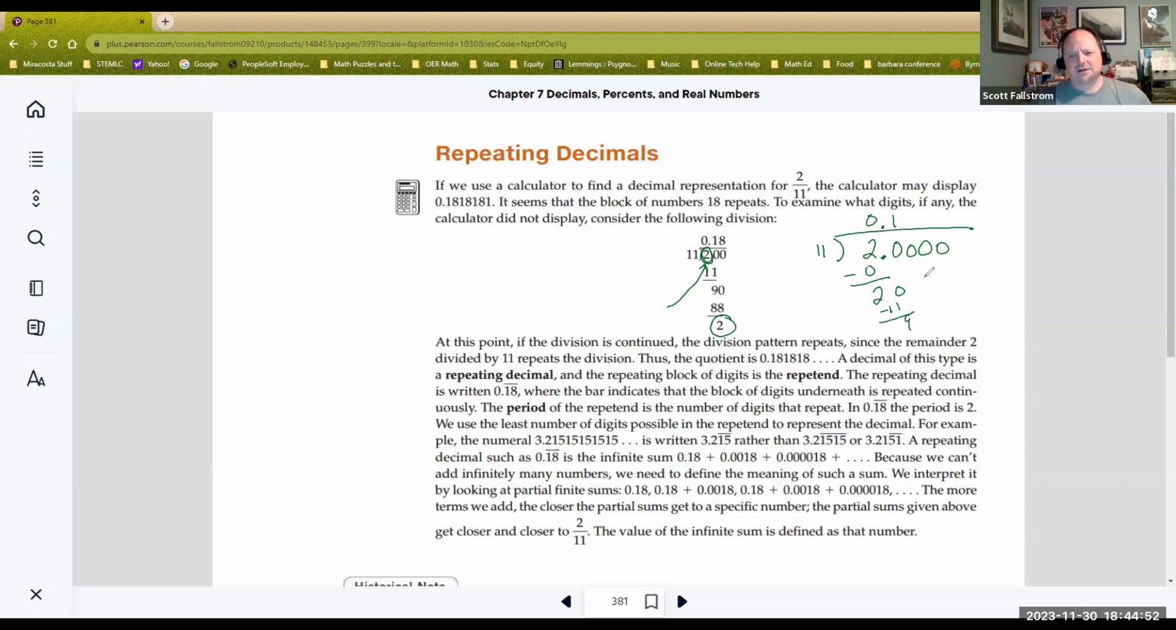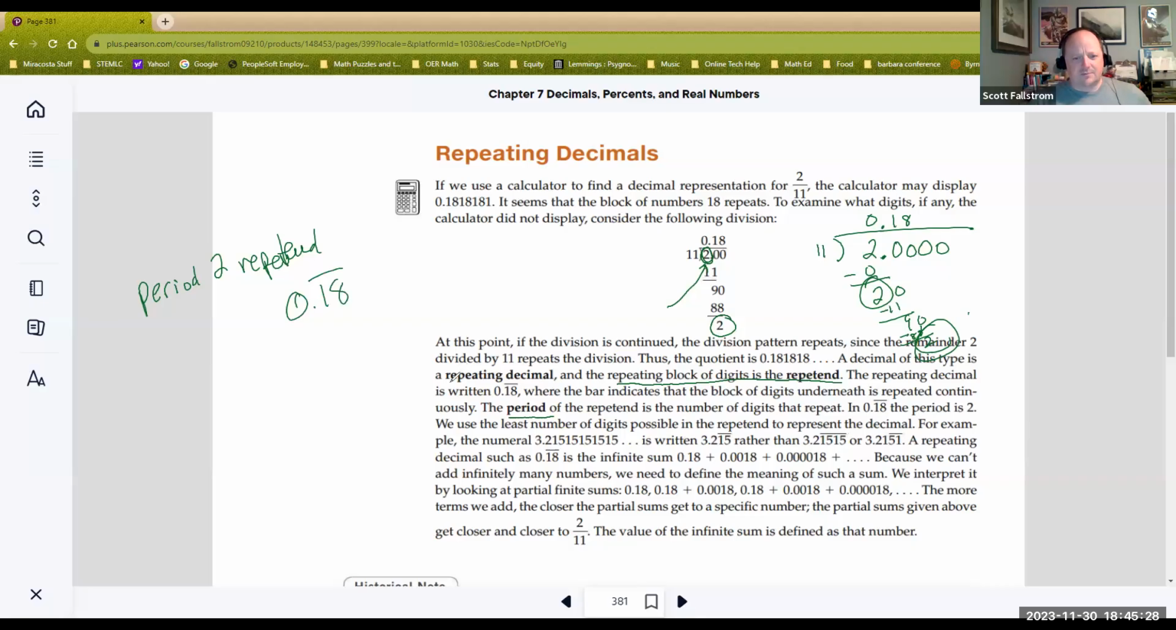1, 11, 9, 8, because this is 90, 88, the remainder is 2. So I get a 2. I had a 2 up here. So as soon as you have a remainder that repeats, you're done. You know it's going to continue forever because I'm going to get the same pattern over and over again. The repetend is the repeating block of digits. The period is the number of digits that repeat. So this is a period 2 repetend.